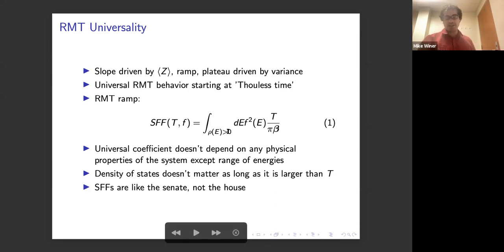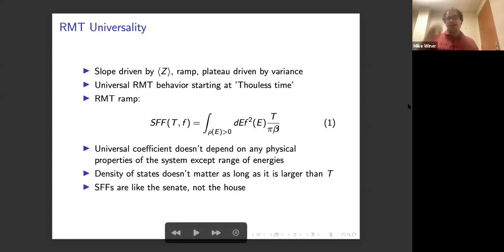And one thing that is conspicuously absent from this integral is any real reference to the density of states, right? So we care whether there's a non-zero density of states. Oh, by the way, this is just for chaotic systems, right? What I've been talking about is for chaotic systems and systems like random matrices. I should have mentioned that more explicitly. So for random matrix-like systems, the density of states doesn't really matter for the ramp, and that is crazy.